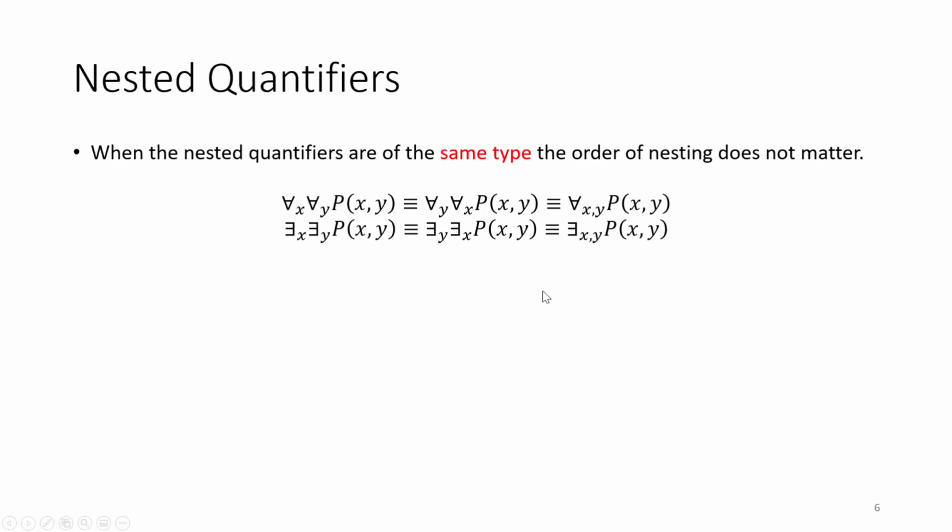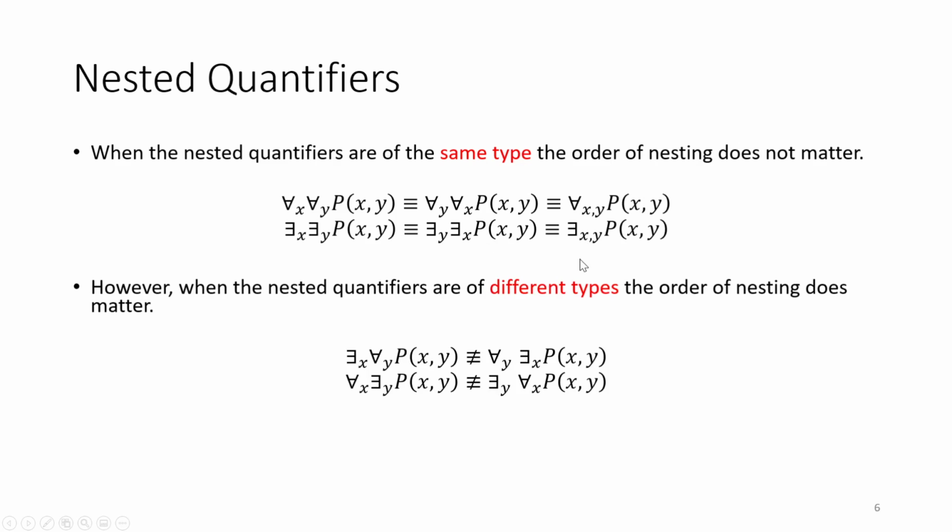So saying for all x and for all y, P(x, y) is the same as saying for all y and for all x, P(x, y). So we usually just lump them together, something like this. Okay. Same thing for exists x, exists y. It doesn't matter what order we put them in, so we'll usually just lump them together. However, that is not true when we have nested quantifiers of different types, so we can't just flip them around.